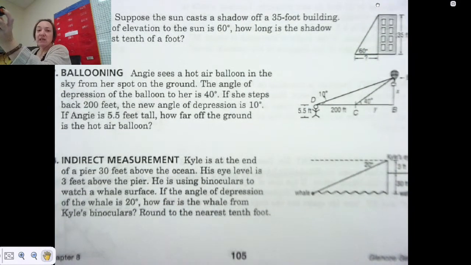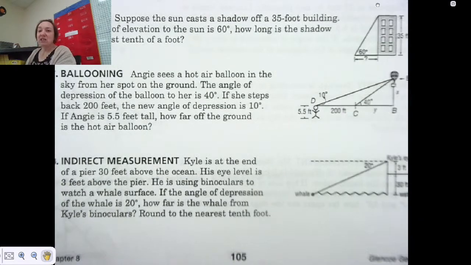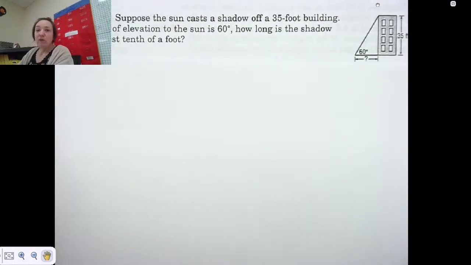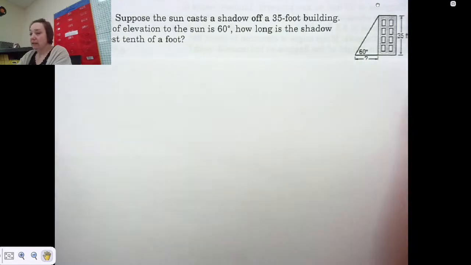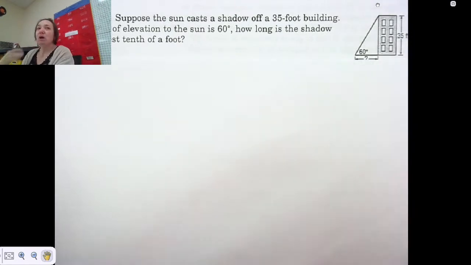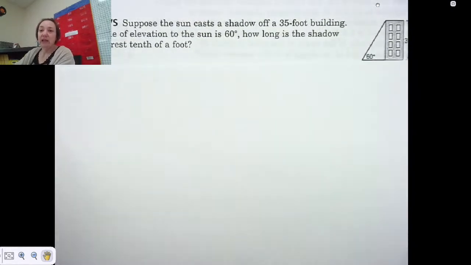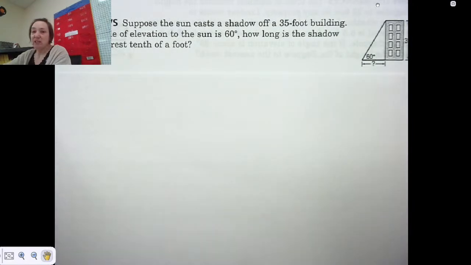So on number 6, they say, suppose the sun casts a shadow off a 35-foot building. All right? If you're looking at this diagram, where's the sun located? Up there. Sort of the top right, like up in this area somewhere, right? How do we know that? Because the shadow's over here. So that's just some logical thinking skills, right? You sort of have to work that out in your head, that if the shadow is on one side, the sun has to be on the other.